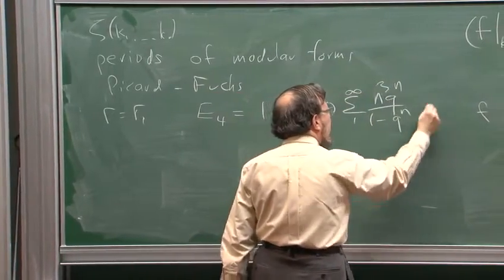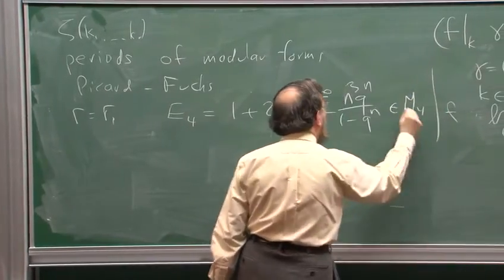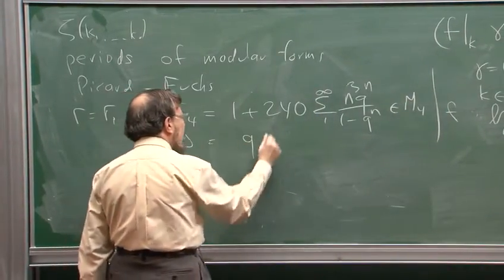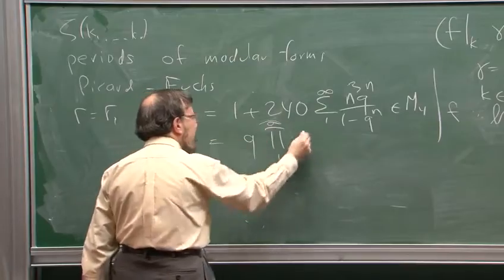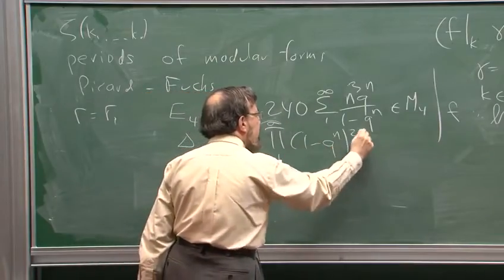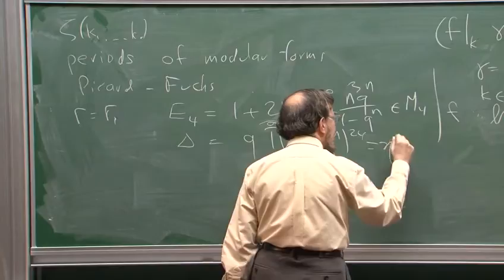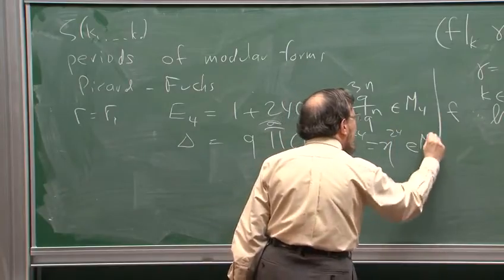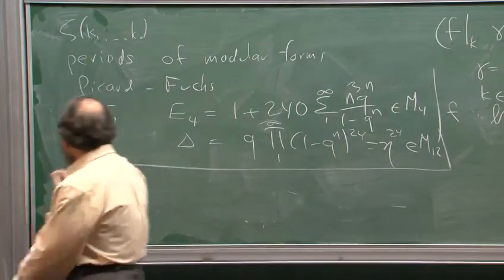So this would be a modular form of weight 4, or the function delta, which is q times the product of (1 minus q to the n) to the 24th. And sometimes I'll use eta, so eta is the 24th root of that. So this is a modular form, a cusp form of weight 12.